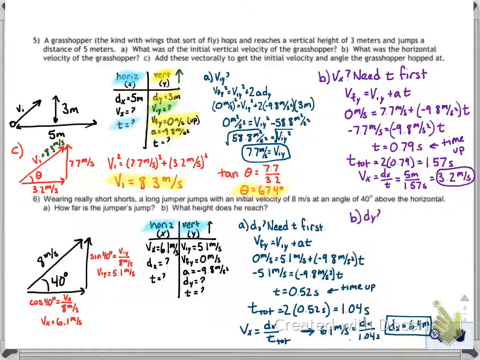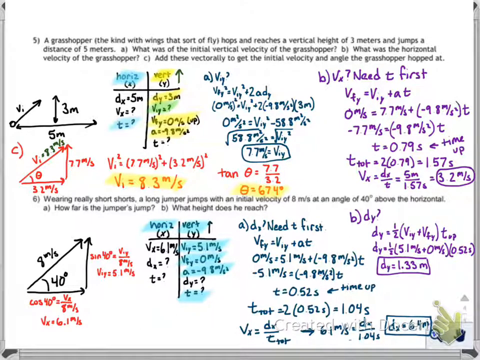Part B, we're trying to find the distance in y. Again, looking at the vertical side, we know everything now because we found the time. We know acceleration, we know final velocity, we know initial velocity, we know everything but the distance in y. So I can pick any of those equations that has distance in them, any of the kinematics equations. So I'm going to pick this one here. To me it seems like the easiest one. I'm going to plug in my values and solve for distance in y. I get distance in y is 1.33 meters.